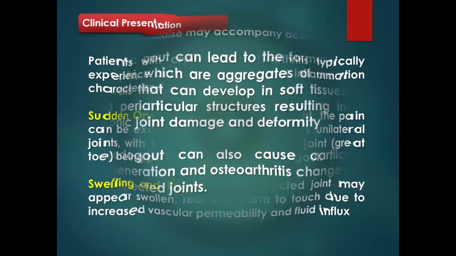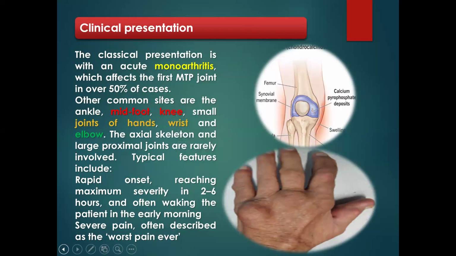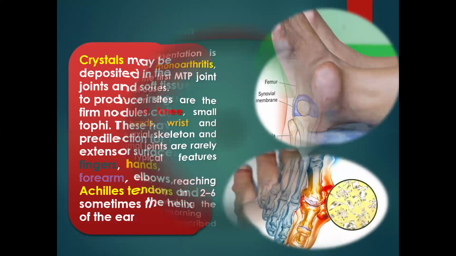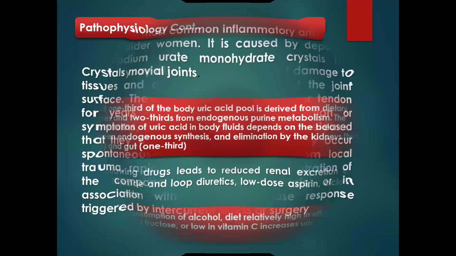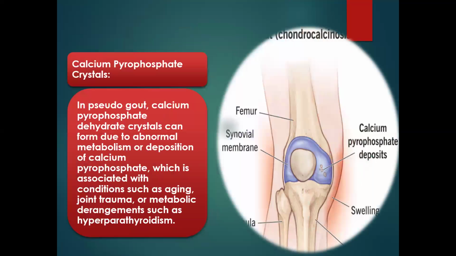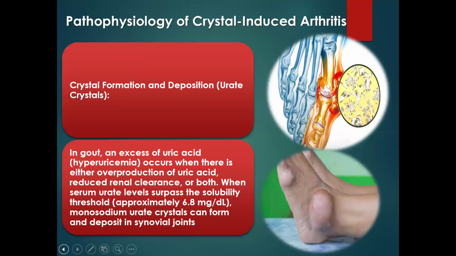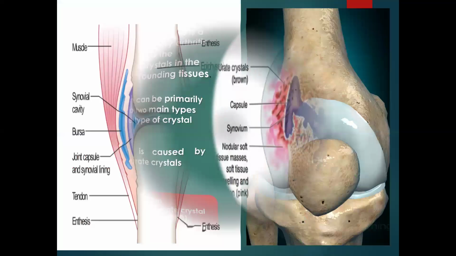So that is all about crystal-induced arthritis among patients, and how they present, the two types of it, gout arthritis and pseudogout arthritis. So we've been able to look at that in this section. In the next section, we'll be looking at rheumatoid arthritis. I hope you would also join that section.